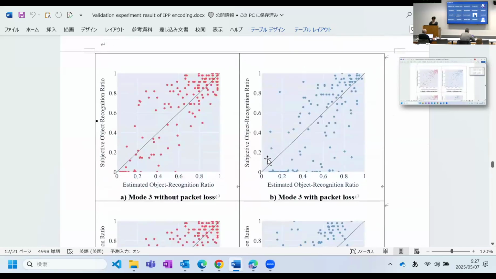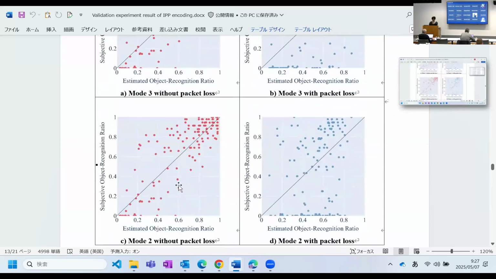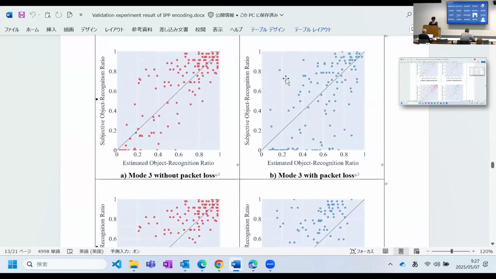And this is the scatter plot of mode 3 and mode 2 without packet loss and with packet loss.